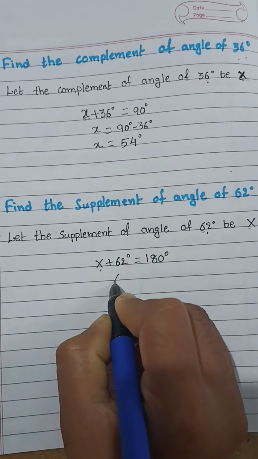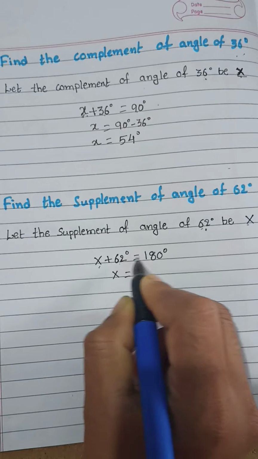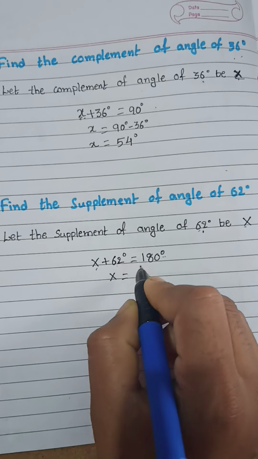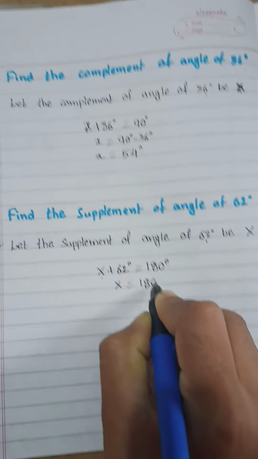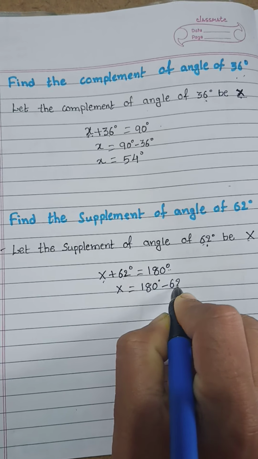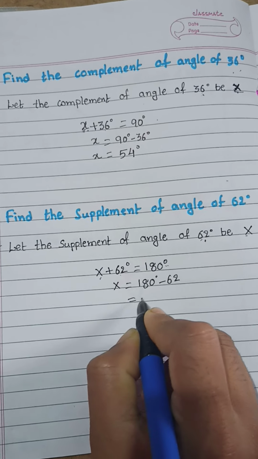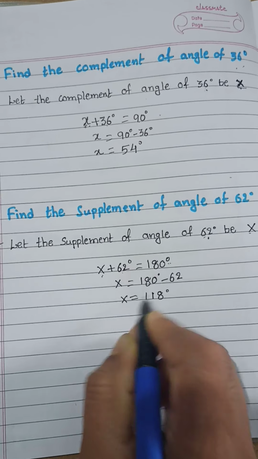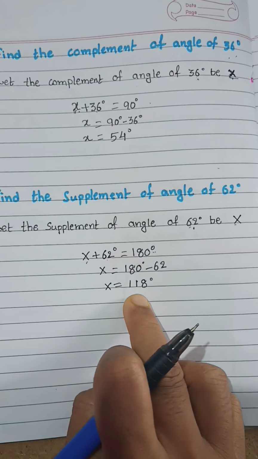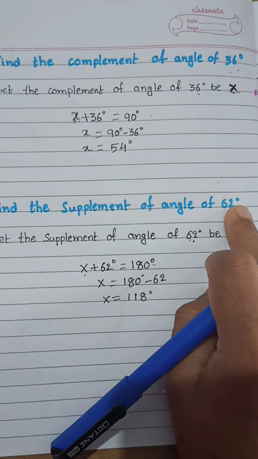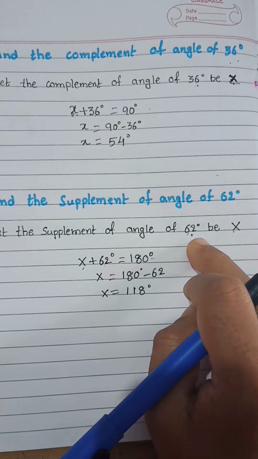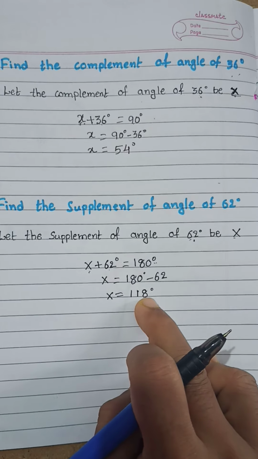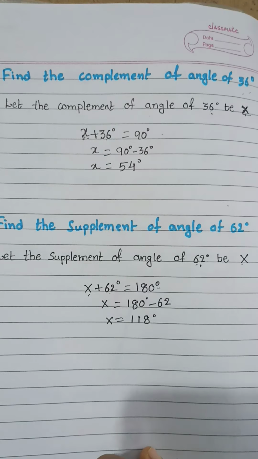To find the value of x, transfer 62 to the right side. Here there is a plus, right? If you transfer, it will be minus: x equals 180 minus 62, which is equal to 118 degrees. This is the supplement of 62. The supplement of angle 62 is 118 degrees. I hope you understand this class.